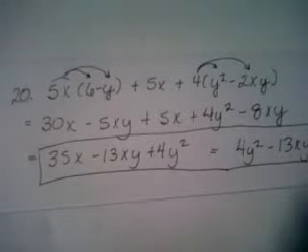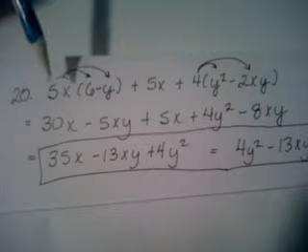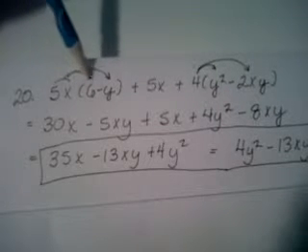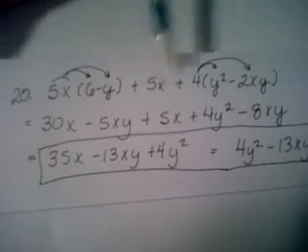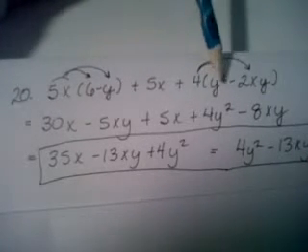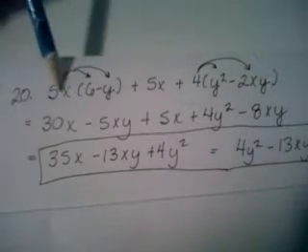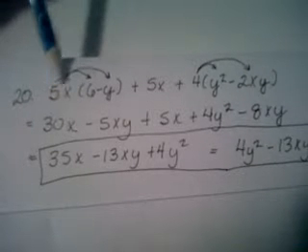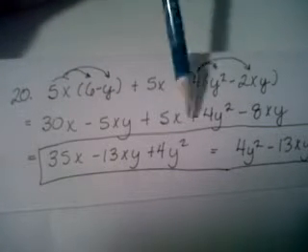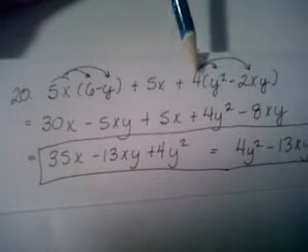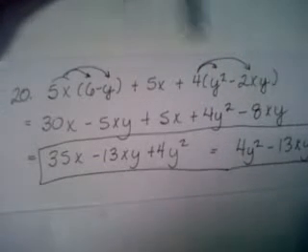So here's our next problem, which is number 20, and again this problem also will apply the distributive property. So I'm going to take 5x and multiply it to the 6, and 5x and multiply it to the negative y. This plus 5x stays the same. 4 will be multiplied to the y squared, and 4 will be multiplied to the negative 2xy. So I get 30x minus 5xy plus 5x plus 4y squared, and 4 times negative 2 gives me negative 8xy.